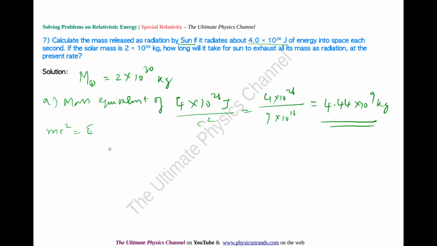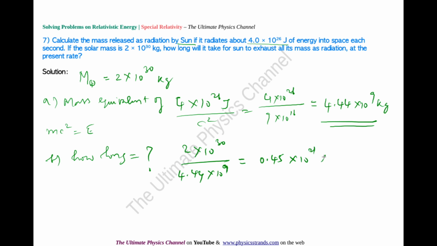Now from there, how long will it take for the sun to exhaust? That becomes our second part. So how long will it take for the sun to exhaust all its mass? That is 2 into 10 power 30 is its mass, divided by this rate at which it is losing mass every second. That would give us about 0.45 into 10 power 21 seconds. That is given as about 1.43 into 10 power 13 years.